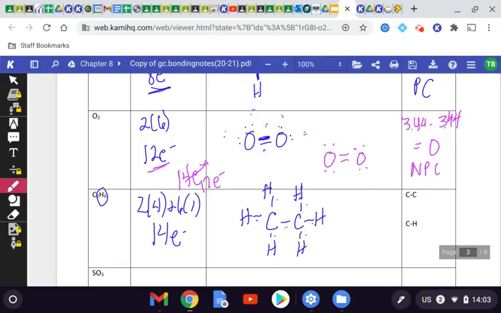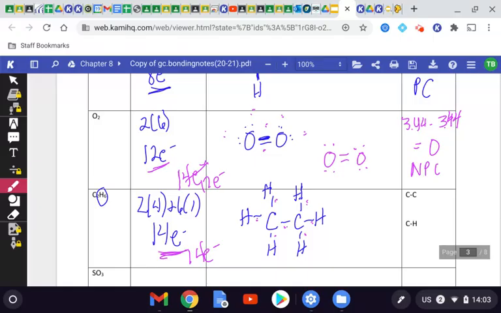And then the rule says count the total electrons in your structure and make sure it matches your original amount. So I should match up to 14 electrons. 2, 4, 6, 8, 10, 12, 14 electrons. So I do have 14, which means that I am good. My structure is done.